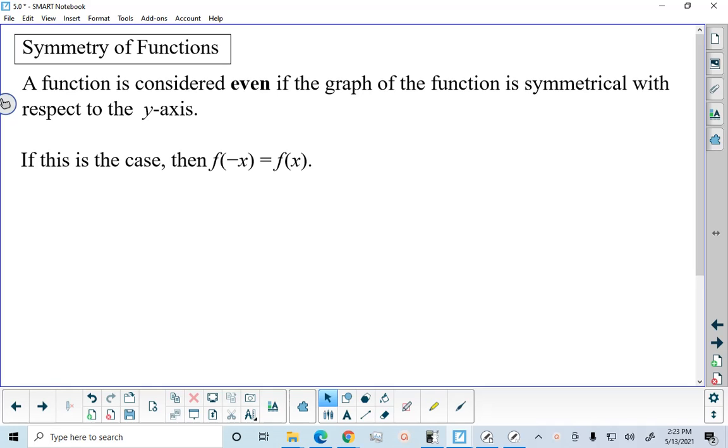and look at the symmetry of functions. This is not going to take very long at all, maybe about 20 minutes.